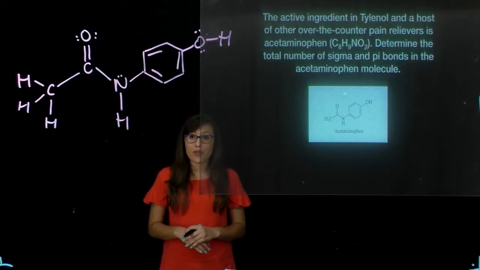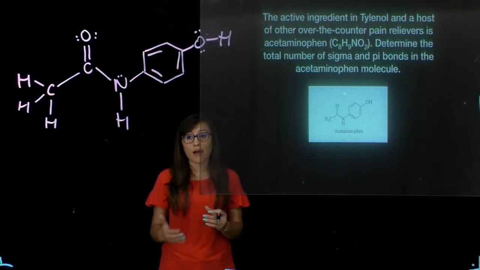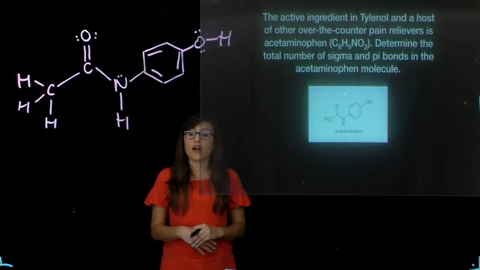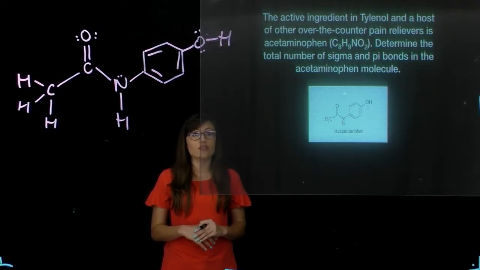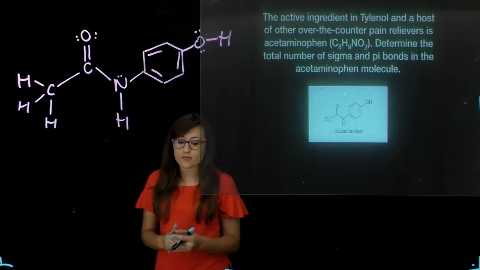Hello and welcome back. We're going to be continuing on with what we learned in valence bond theory in response to sigma and pi bonds, and we're going to identify them in the following compound. The active ingredient in Tylenol and a host of other over-the-counter pain relievers is acetaminophen. Determine the total number of sigma and pi bonds in this molecule.